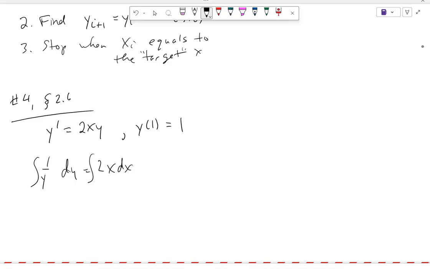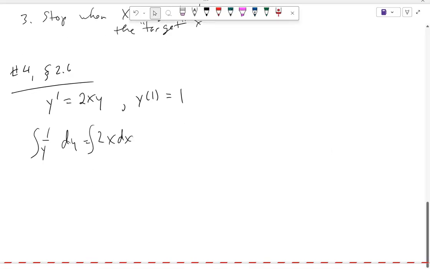Antiderivative for the left-hand side is what? Yeah, natural log of, technically it's absolute value of y, but notice our initial condition, we're going to use a positive y value, so I'm just going to write it as natural log of y. Antiderivative for 2x is x squared plus a constant.